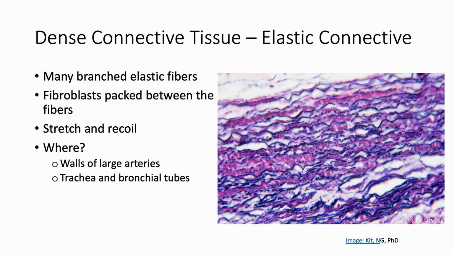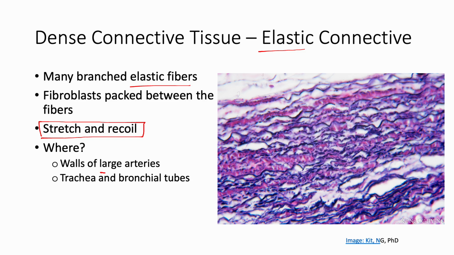All right, our last example for this video is elastic connective tissue, and it's right in the name. We expect this is going to have more stretch and recoil because of the types of fibers. We have many branched elastic fibers. Now, we do have the fibroblast cells that we're going to find packed between these fibers. If we think about it, structure always has something to do with function, right? Where might we want to have stretch and recoil?